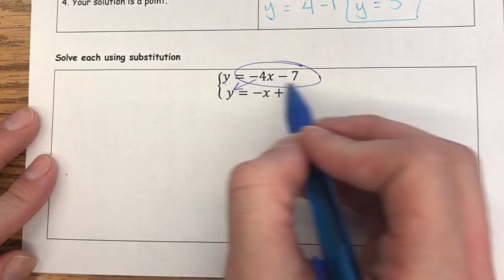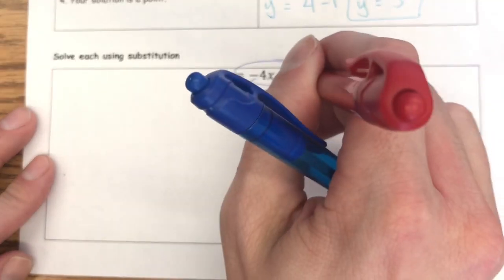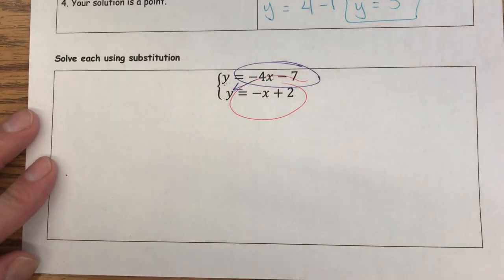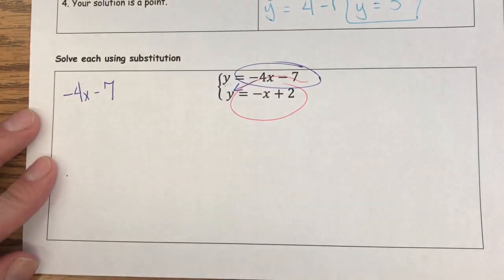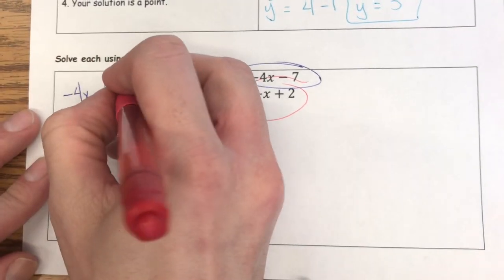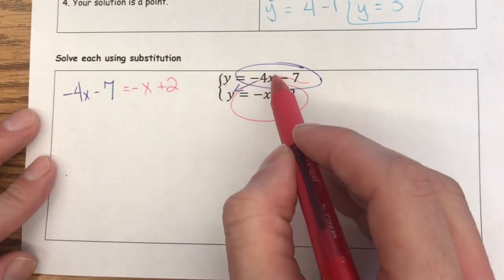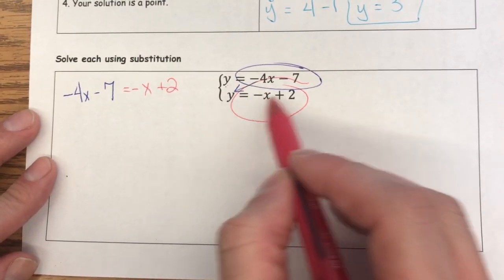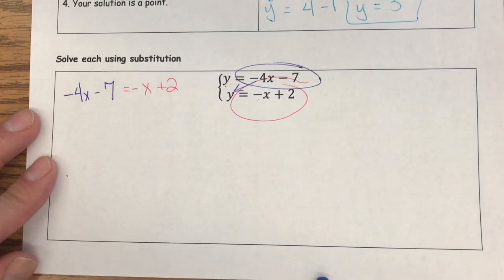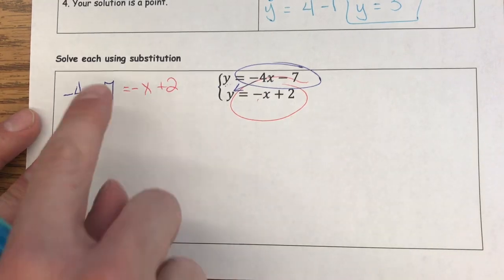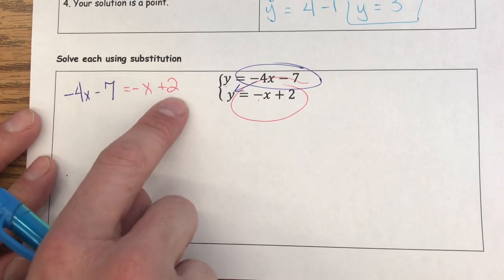So if y is negative 4x minus 7, and y is also negative x plus 2, then it would make sense that negative 4x minus 7 is the same as negative x plus 2. If y is this blue stuff and y is that red stuff, then the blue stuff is that red stuff. They're all the same. So now it's very similar to a problem I just did. I'm going to get x all by itself.